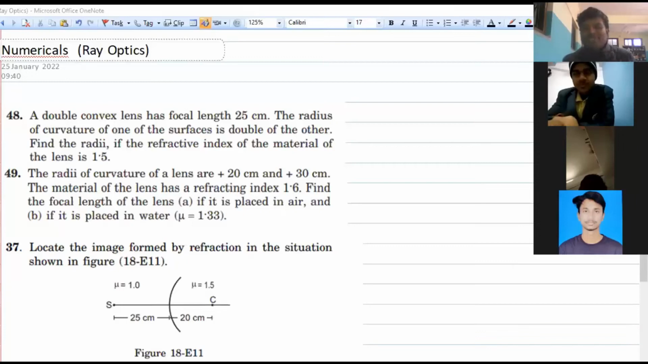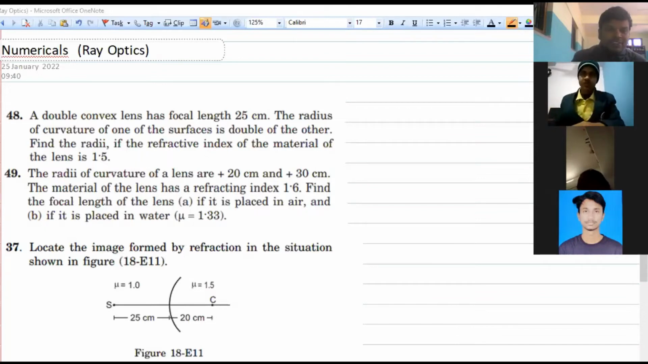So these three problems I have taken from S.L. Arora and we are going to solve these problems. These are very simple problems. This requires the application of the formula that we have learned in the class in the chapter ray optics. So the first problem I'm going to solve.